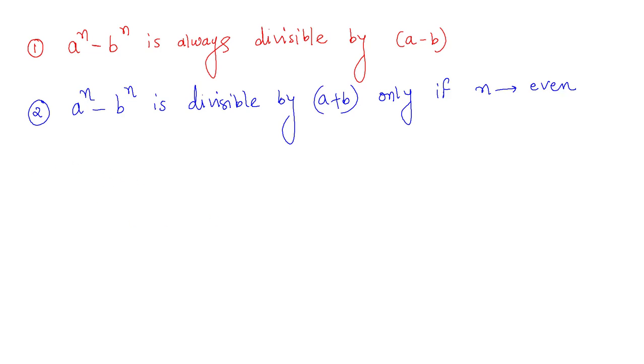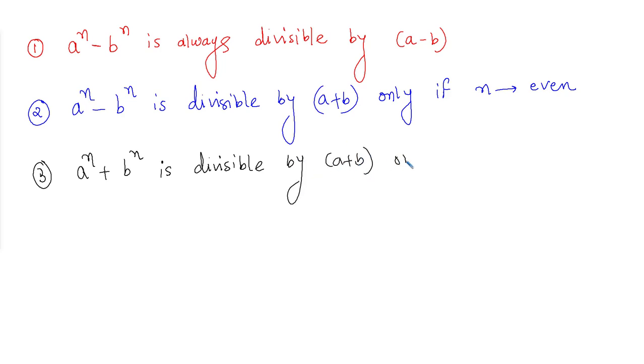The third property is, let's have a look at it. The third property is the value of a to the power n plus b to the power n. Okay, the value of a to the power n plus b to the power n is divisible by a plus b only if value of n is an odd number.